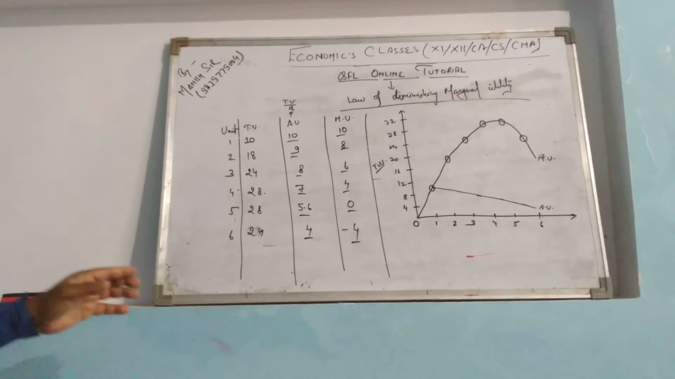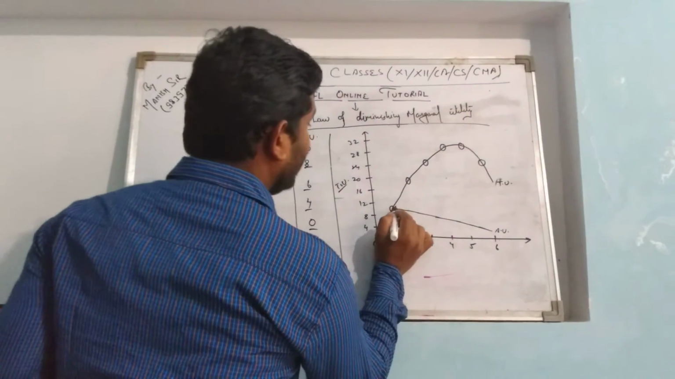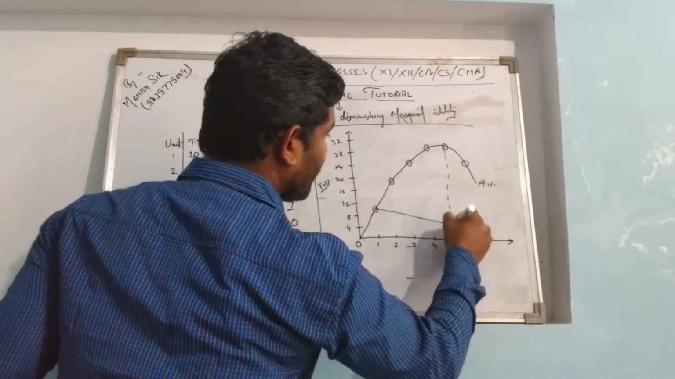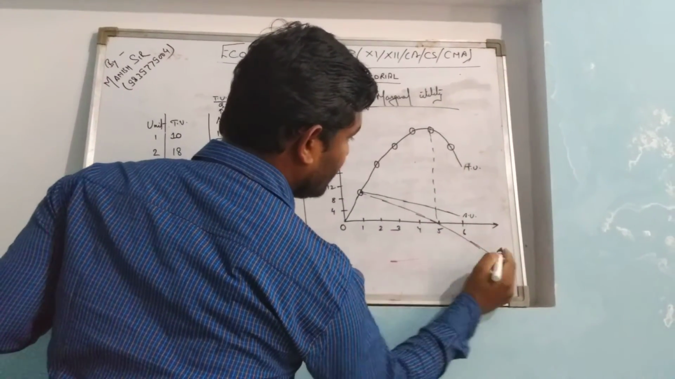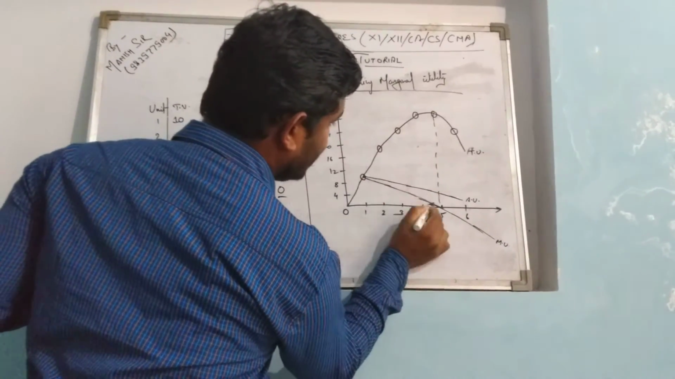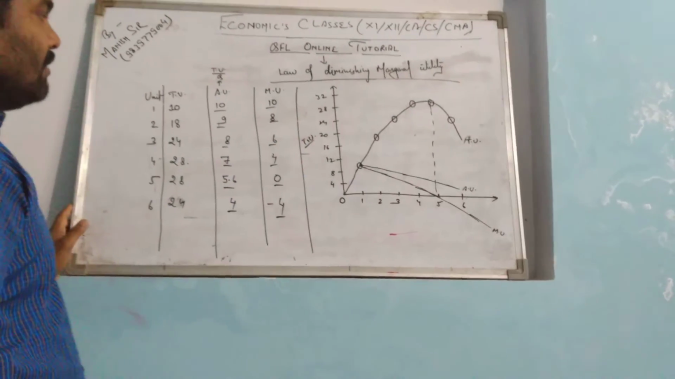Now, from the same points, when we place MU, what will happen? It also starts from the point 10 only, and where TU is maximum, MU becomes 0. This is MU. Just see: 10, 8, 6, 4, 0 and minus 4.